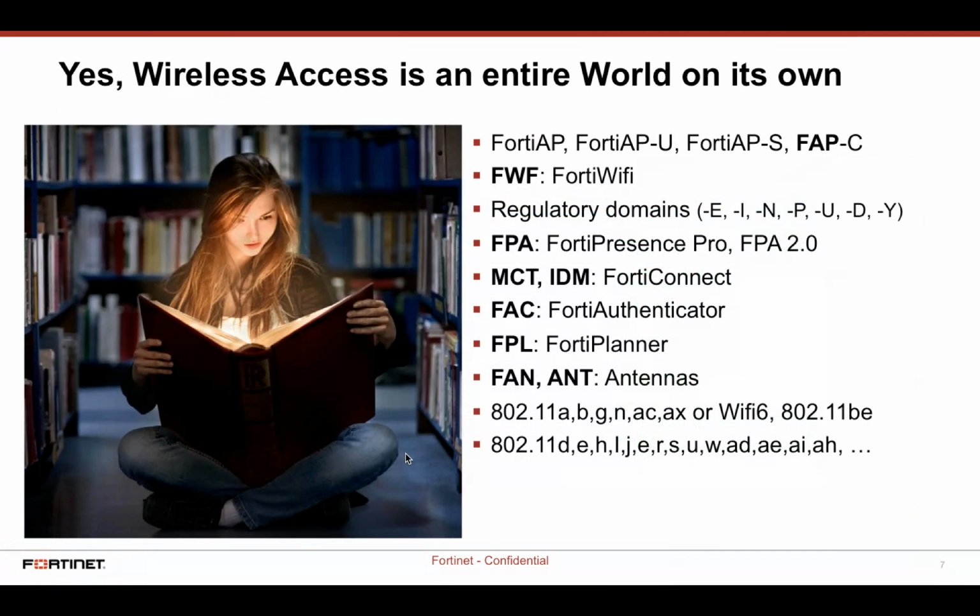When it comes to Fortinet wireless access, it's an entire world of solution offerings. You can see we have different types of access points, starting with FortiAP, FortiAP-U, FortiAP-S, and FortiAP-C. Then moving on to FWF, FortiWi-Fi, and the regulatory domain. So let's talk about each one of them at a high level. When I refer to FortiAPs, these are Fortinet access points. They can be managed through your FortiGate firewalls, and they can be managed over FortiCloud.